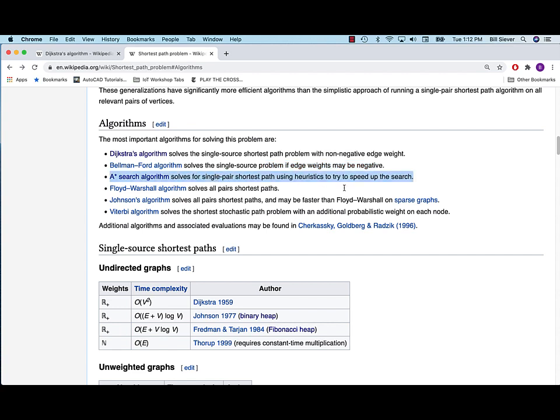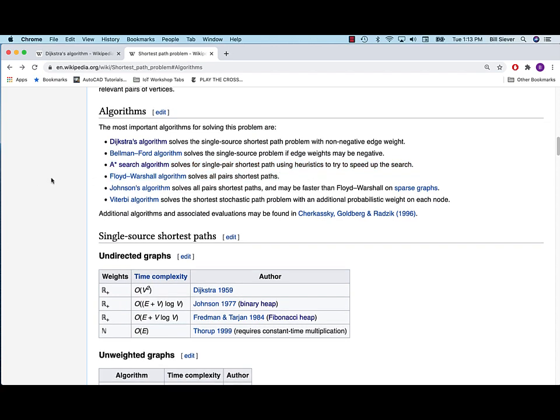There's a technique called A-star search. A-star search uses a heuristic to speed things up. If you take an introduction to AI, CSE 347, you'll examine A-star search and some of the requirements for it to be guaranteed to be effective. There are also other variants that solve slightly different problems. So Floyd-Warshall solves all pair shortest paths. So not single source shortest path, but all pair shortest path. And then there's Johnson's algorithm and Viterbi's algorithm that solve slightly different variations and have slightly different trade-offs.